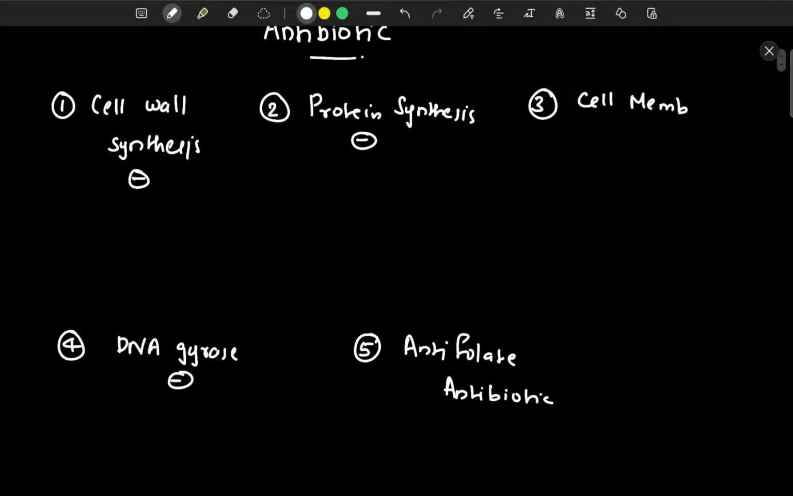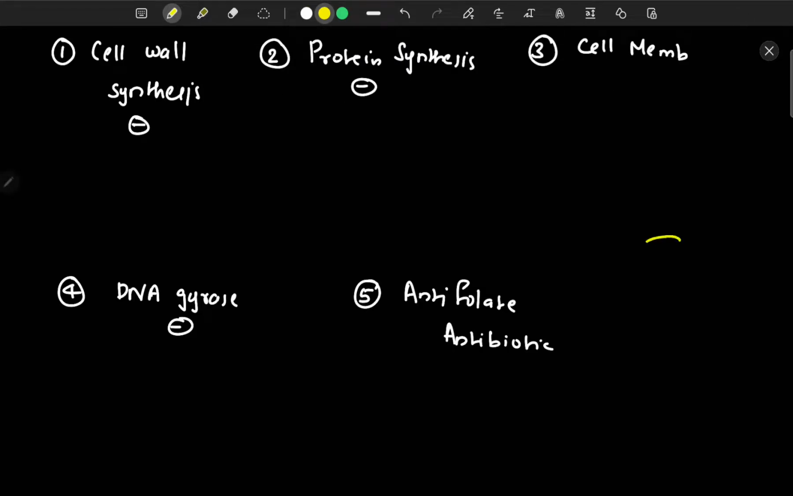So we need to know which one is bactericidal, that will kill the bacteria, and which one is bacteriostatic. Suppose this is the bacteria, the cell membrane of the bacteria, and it has a cell wall. When the antibiotic acts on the cell wall and inhibits the synthesis of the cell wall, sodium and water will enter into the bacteria, and the bacteria will swell, and there will be cell lysis.